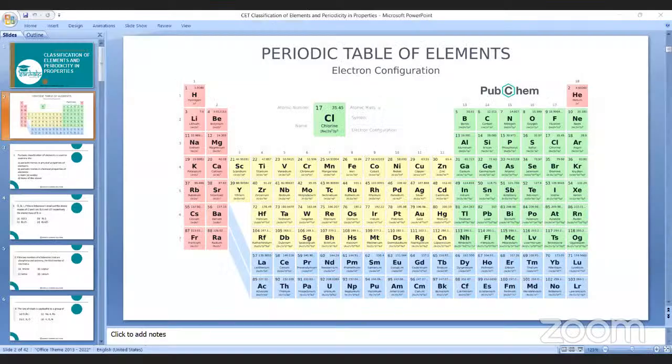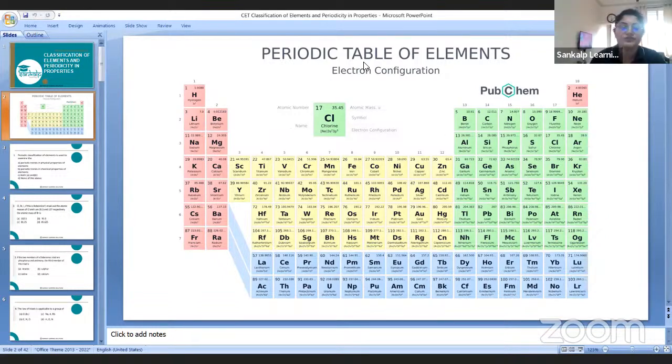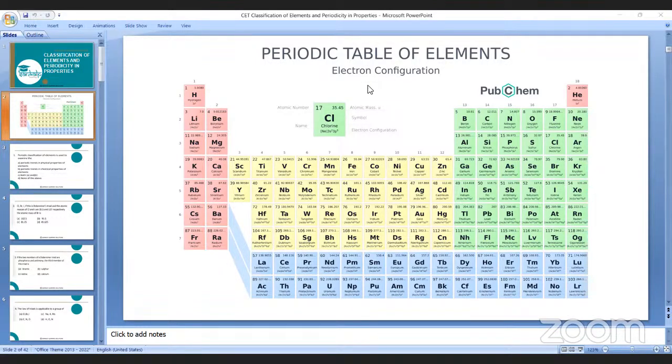You can see the periodic table. This is based on the increasing atomic number. So the modern periodic law says the physical and chemical properties of the elements are the periodic function of their atomic number.